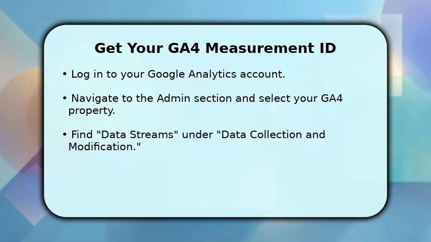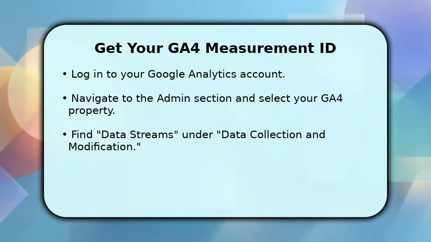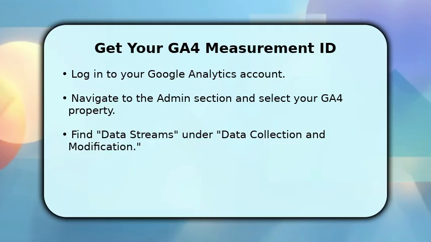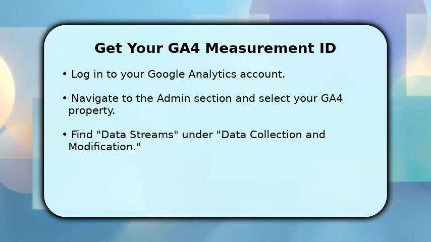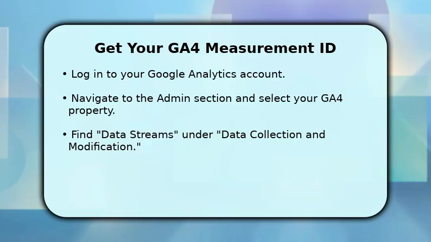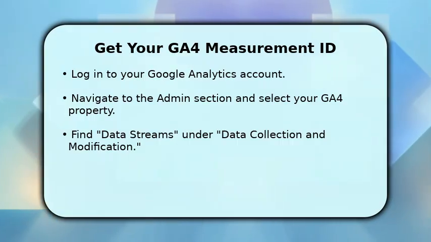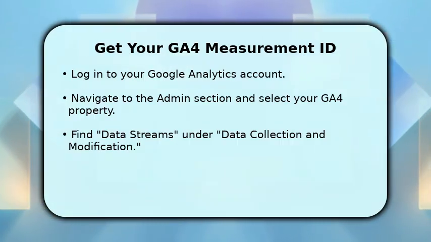First, you'll need your Google Analytics 4 measurement ID. Log into your Google Analytics account and head to the admin panel. From there, select your specific property. Look for data streams within the Data Collection and Modification section. Click on your web data stream and you will find your measurement ID, typically starting with the letter G followed by several characters. Copy this ID carefully, as it is essential for the next step.